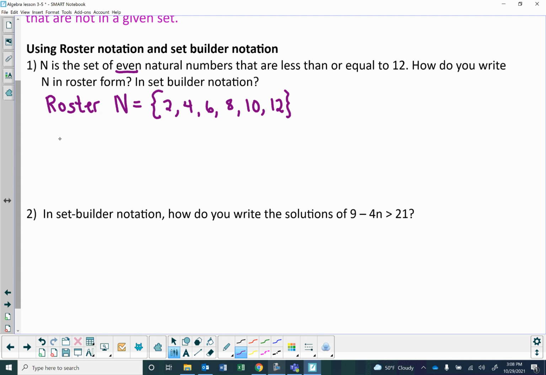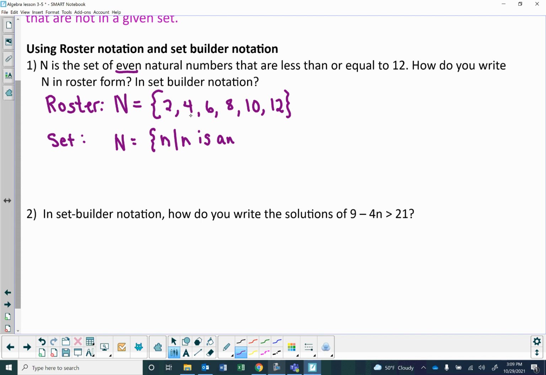In set builder notation, n would be equal to, in roster notation, you give the numbers, and in set builder notation, you give the words. So set builder notation is going to be all values of n such that n is an even number.